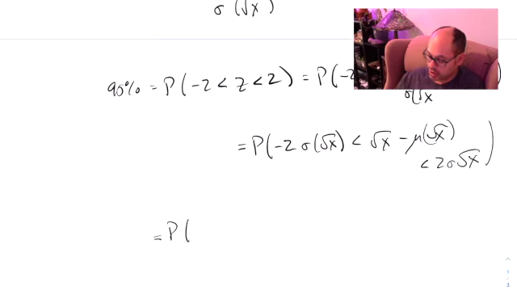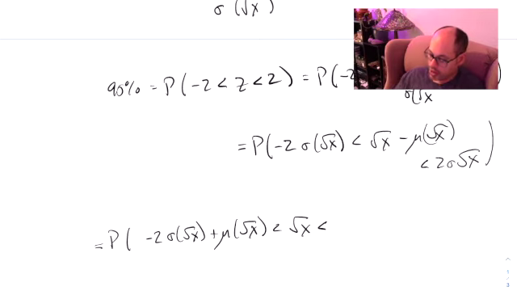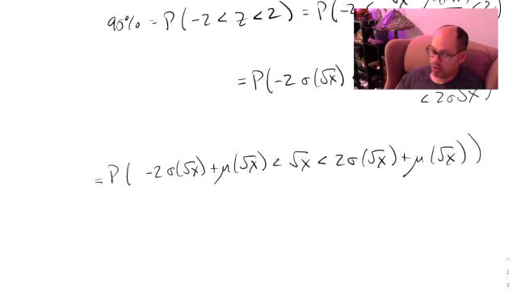That's the probability that -2 standard deviations of root x plus the mean of root x is less than root x, which is less than 2 standard deviations of root x plus the mean of root x. I'm not really doing anything very deep here, just writing this out. What do I need to know? I need to know the mean of root x and the standard deviation of root x. How do you figure that out? Well, root x is a chi variable, so we just have to know the mean and standard deviation of the chi variable.